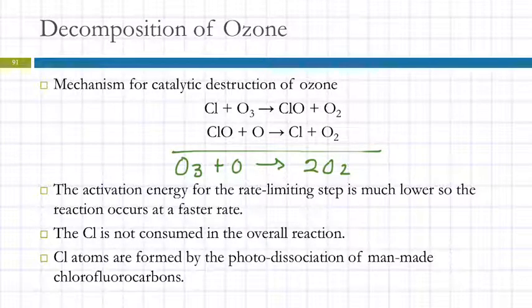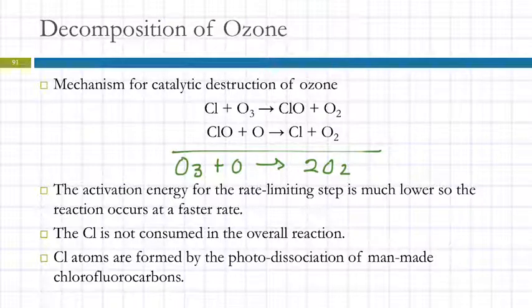So how are chlorine atoms getting into the atmosphere and messing with the ozone layer? Well, chlorine atoms get formed by the photodissociation of man-made chlorofluorocarbons, CFCs. So we make these chlorofluorocarbons. They're really good for things like refrigerants. Expand and condense, and you can cool your fridge or your car very nicely.